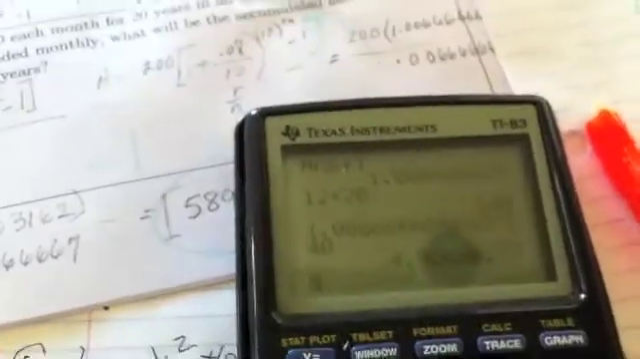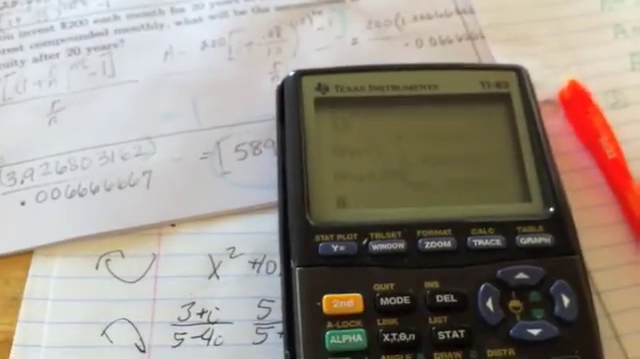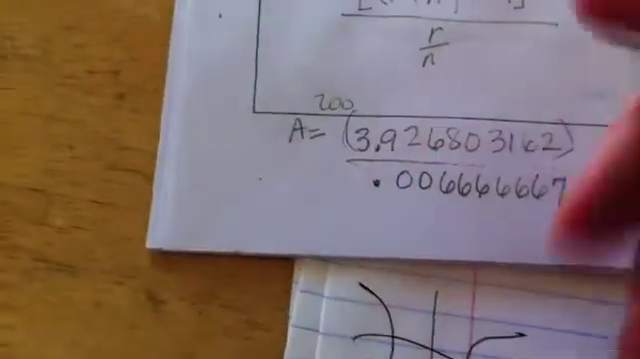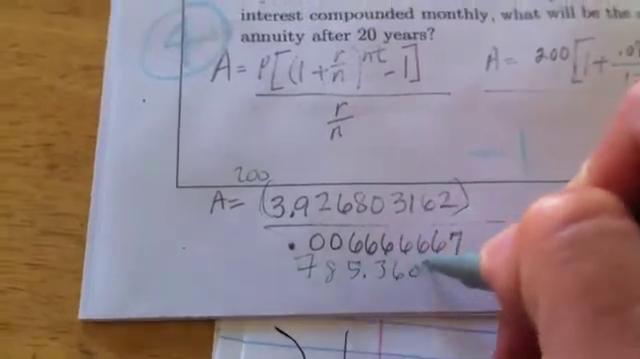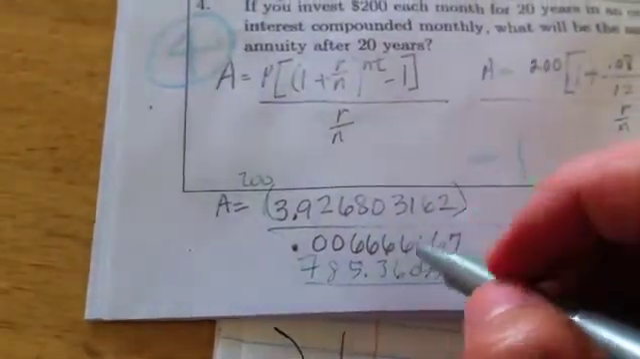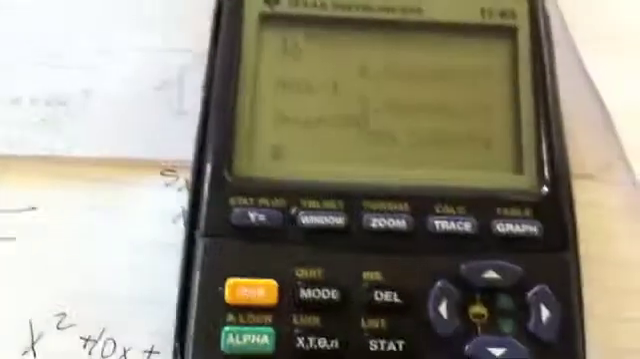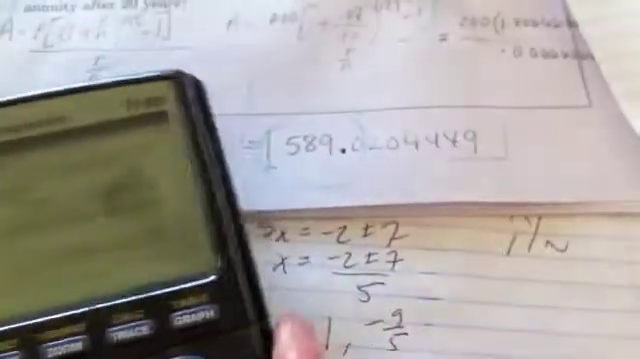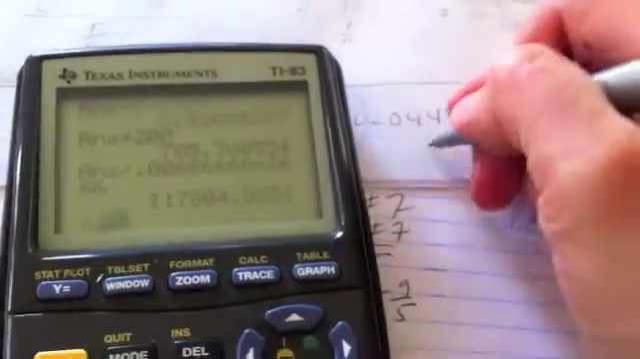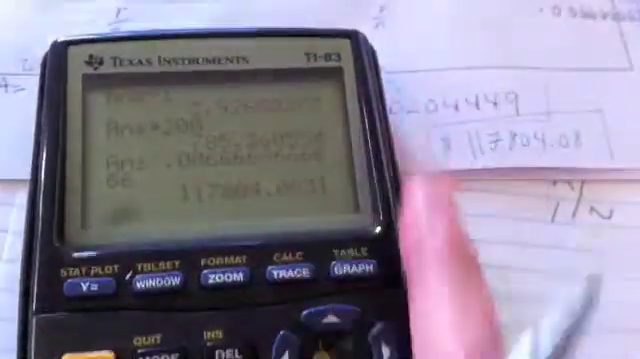So I'm going to subtract the 1 to get the 3.999. I'm going to multiply by 200 to get 785.36. So 785.360554 divided by, and that bottom should still be okay, 0.00666667. So I'm going to take that guy divided by 0.0066666666, blah, blah, blah, and I get that guy there, and that should be your final. So 11,780,408. Does that make sense?